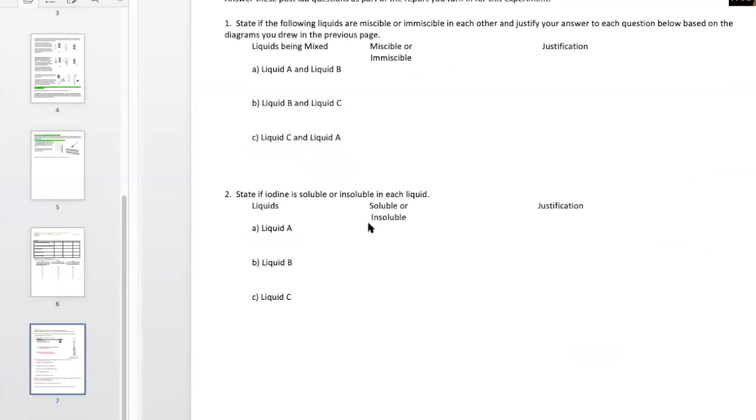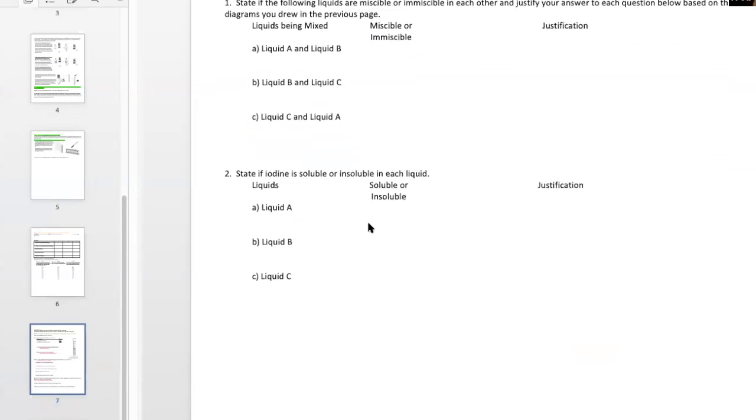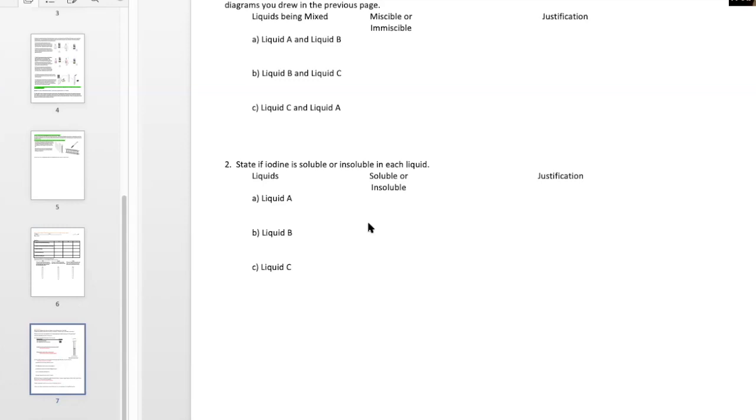And then here, this part is, did the iodine go in A? Did the iodine go in B? Did the iodine go in C? Justification. Justification is always the evidence that you observe. That's why, when you're actually doing these experiments, you want to write down your careful observations. That way you can write it here.